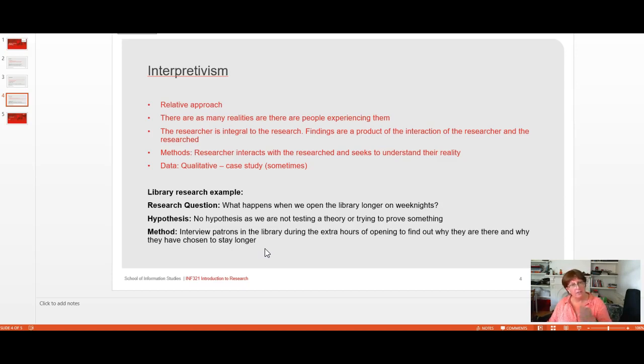And of course, each of those different approaches have different methods, different data that comes out of them, and a whole different way of answering a question, even though the question can be exactly the same. So I hope this has helped, and if you look at this and read the textbook together, hopefully you'll come up with a really good understanding of these 3 approaches.